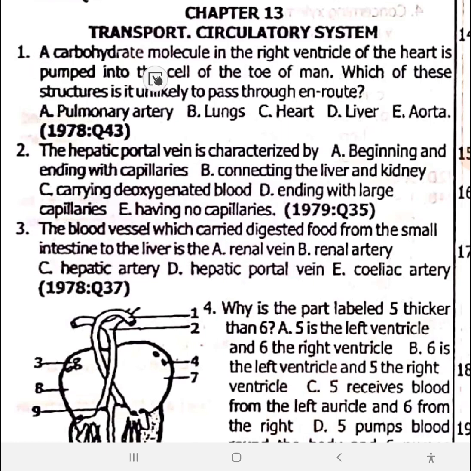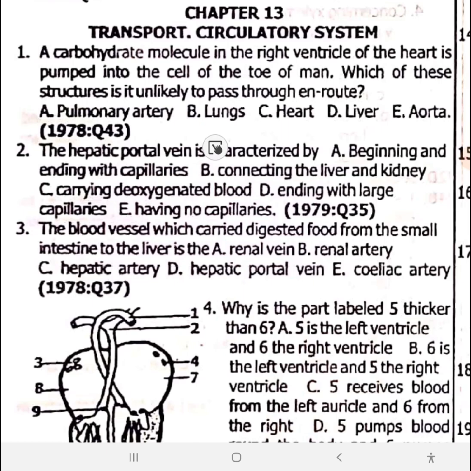A carbohydrate molecule in the right ventricle of the heart is pumped into the cell of the toe of a man. Which of these structures is it unlikely to pass through en route? Meaning, when the carbohydrate molecule goes from the heart to the toe of a man, where would it not pass? Now, let's take down a chart on where it will pass.